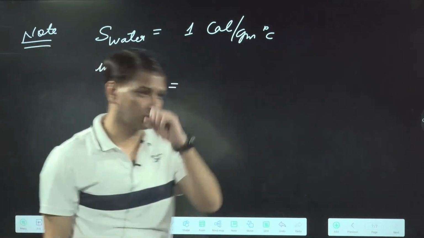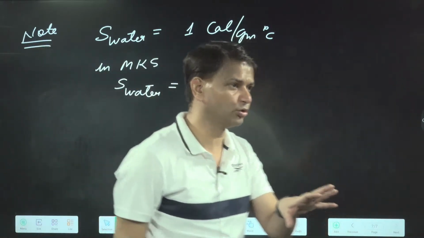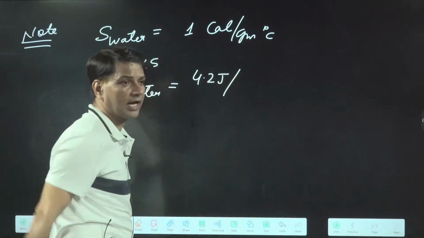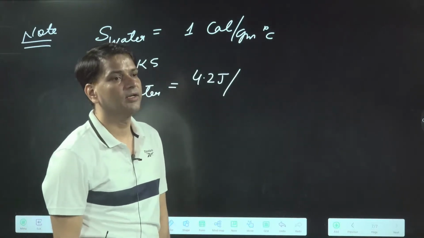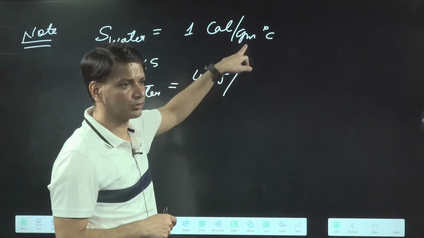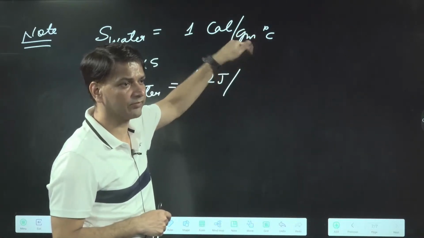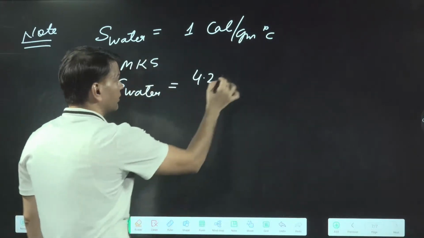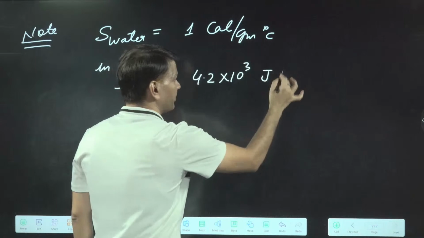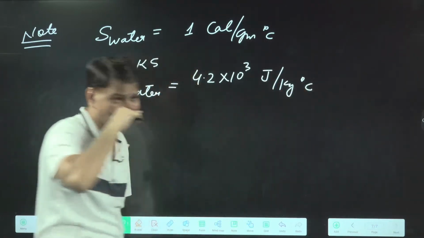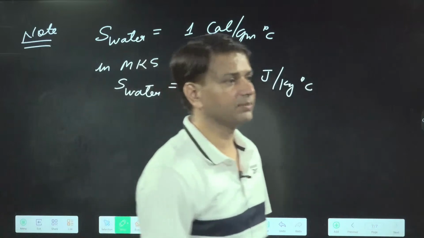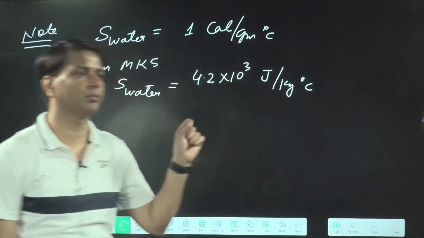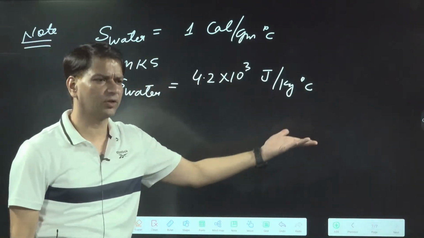1 calorie is equal to 4.2 joule. In the place of gram we have to take kg. So gram you can write as 10 to the power minus 3 kg. Minus 3 will go up, so it will become plus 3. So then what will you get? 4.2 into 10 to the power 3 joule per kg per degree C. So if you are using the MKS unit, then for the specific heat of water you will not put 1. You will take 4.2 into 10 to the power 3. Somewhere we give 4.18 also.